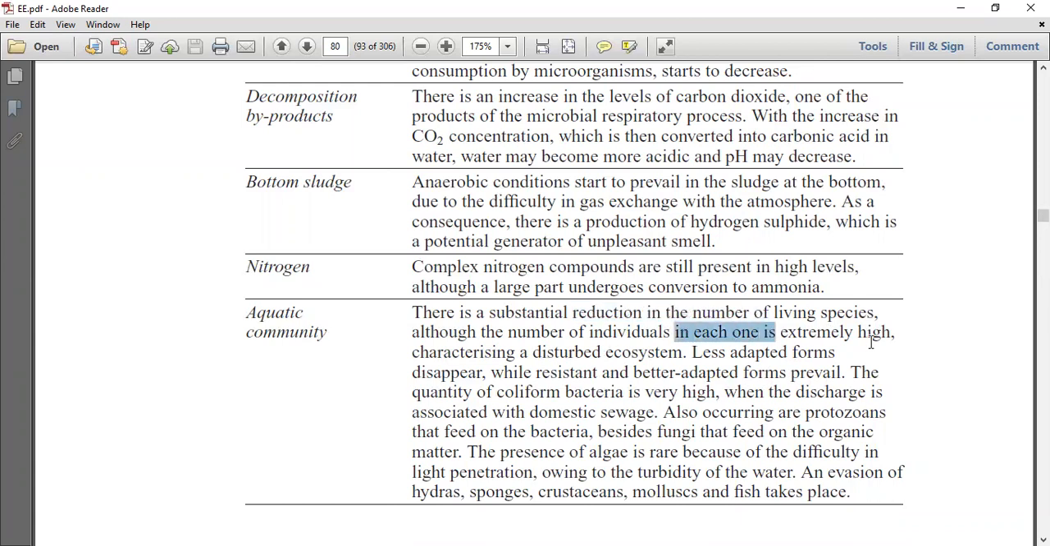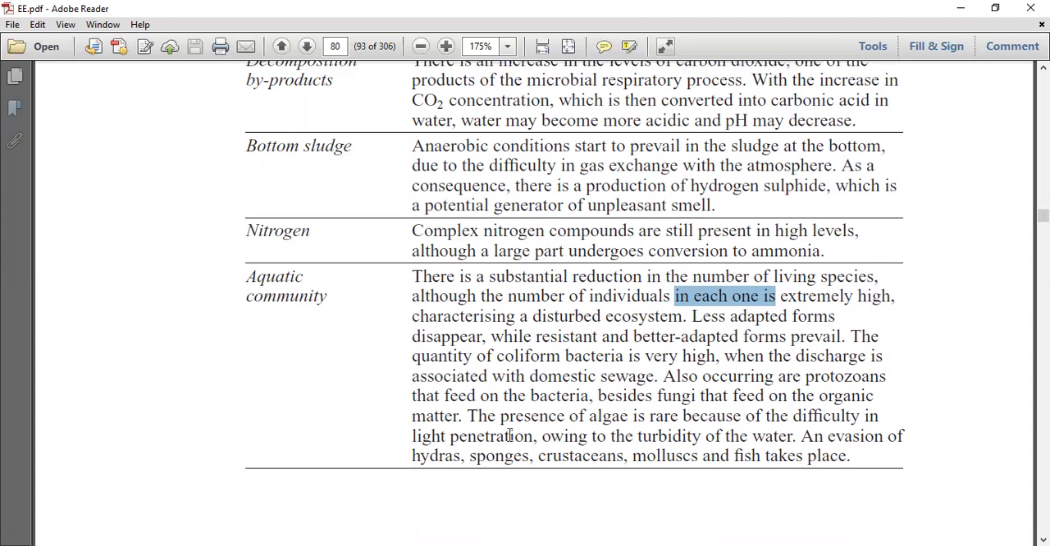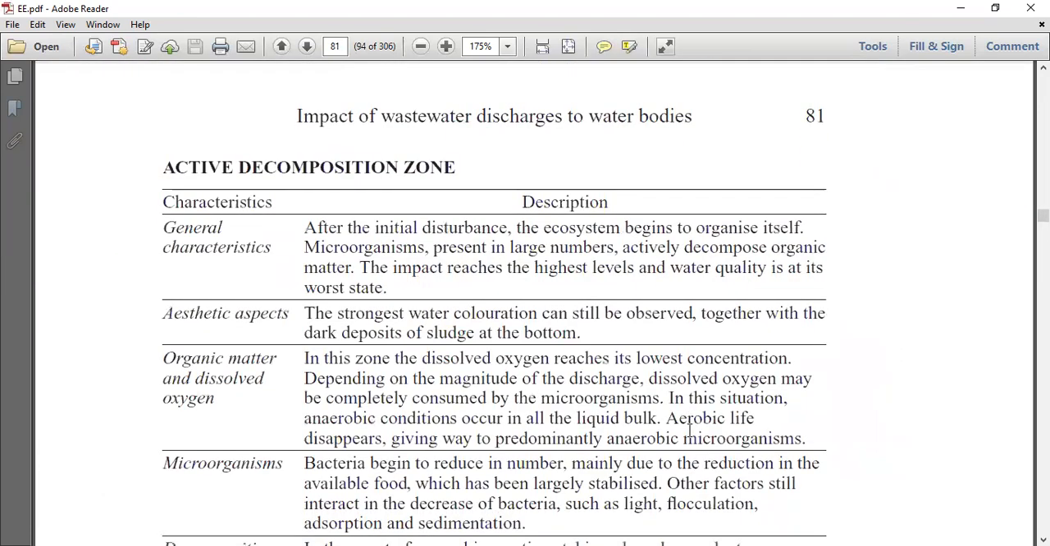Altogether, the number of individuals of each one is extremely high, characteristic of a disturbed ecosystem. Less adequate forms disappear while resistant and better adapted forms prevail. The quantity of coliform bacteria is very high. When the discharge is associated with domestic sewage, protozoans that feed on the bacteria also occur, besides fungi that feed on the organic matter. The presence of algae is rare because of the difficulty in photosynthesis owing to the turbidity of water, and the presence of hydras, sponges, crustaceans, mollusks, and fish does not take place.